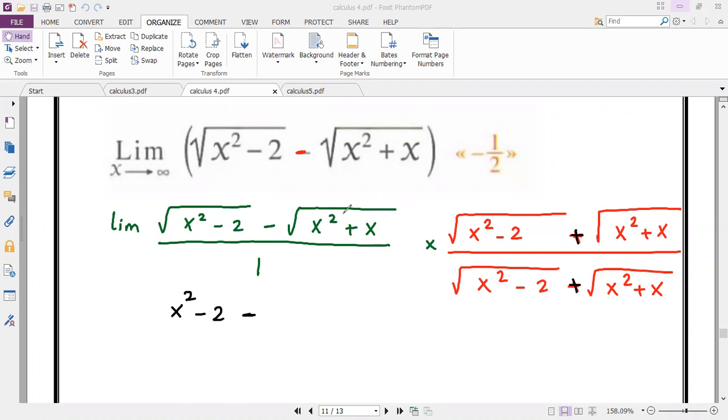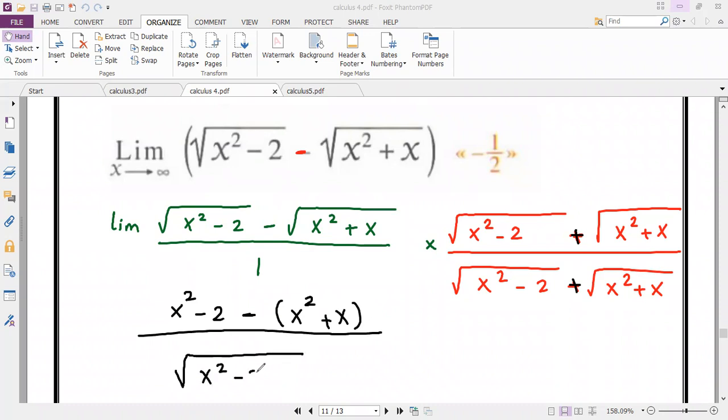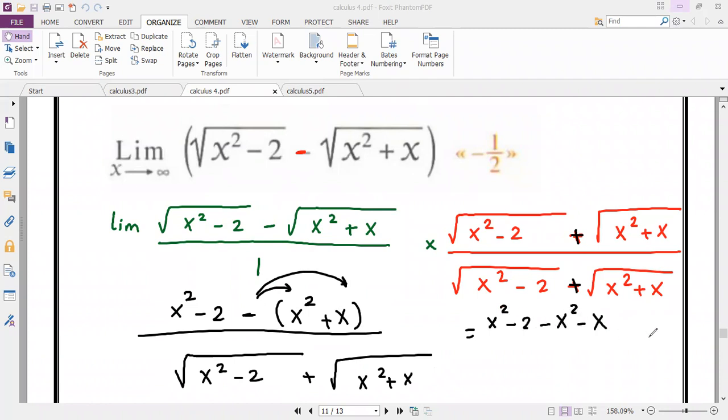And multiply x squared plus x by x squared plus x is going to be what? X squared plus x divided by the square root of x squared minus 2 plus the square root of x squared plus x equals. Here we have negative, and this negative is multiplied by this bracket. So it's x squared minus 2 minus x squared minus x divided by. Write the same denominator as it. X squared minus 2 plus square root of x squared plus x.